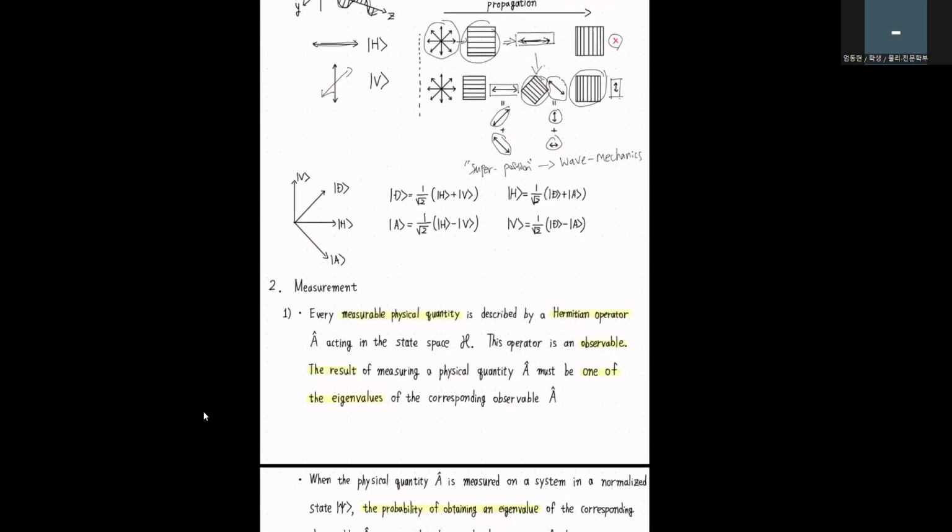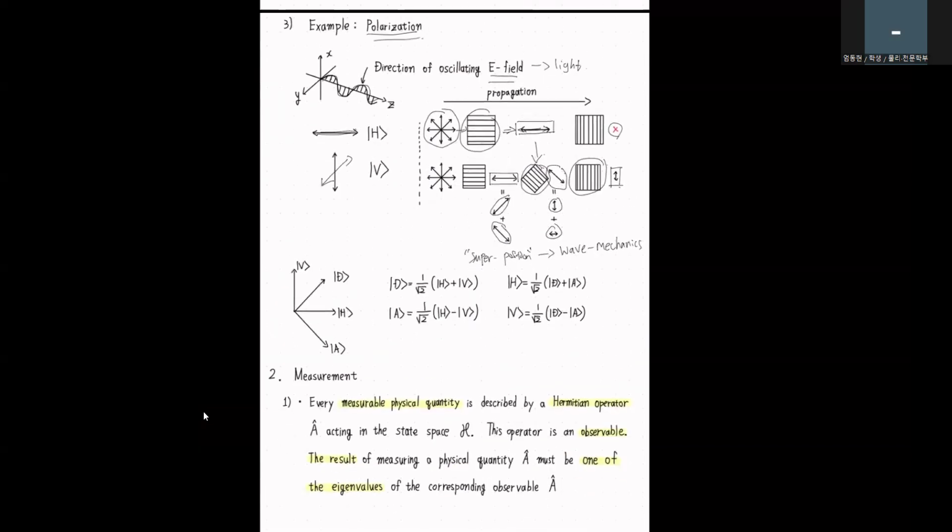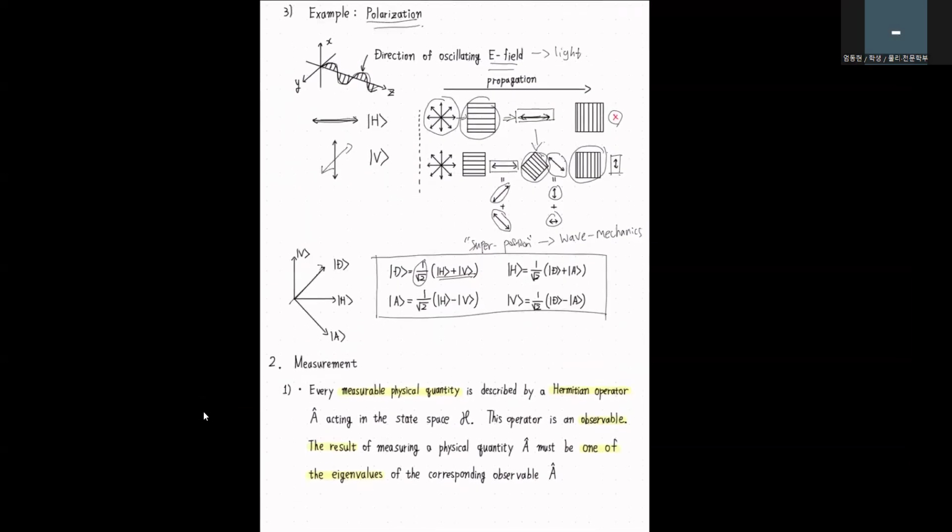Now, this can be written in the language of quantum mechanics via these vectors, these quantum states. So this diagonal vector could be written as the state, the superposition of the horizontal and the vertical vectors. And the horizontal state can be written as the two diagonal vectors, and vice versa. So the moral of the story is that there is no unique way of representing a quantum state.